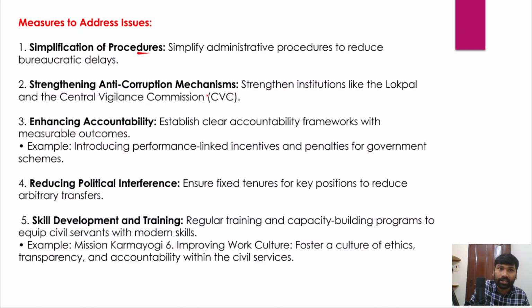And apart from that, strengthening anti-corruption mechanisms is another major area that the government, the civil services and the policy makers need to work on, right? We already have such anti-corruption mechanisms: we have created the Lokpal, we have created the Lokayukta, we have the Central Vigilance Commission, the Central Bureau of Investigation. There are a lot of such bodies existing as anti-corruption bodies, but there is a need to further strengthen these anti-corruption mechanisms, and that is in the best interest of efficient and effective civil services.